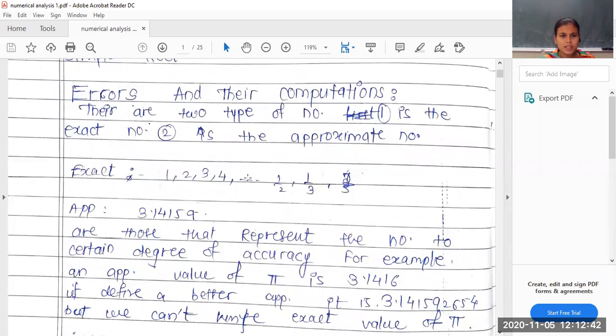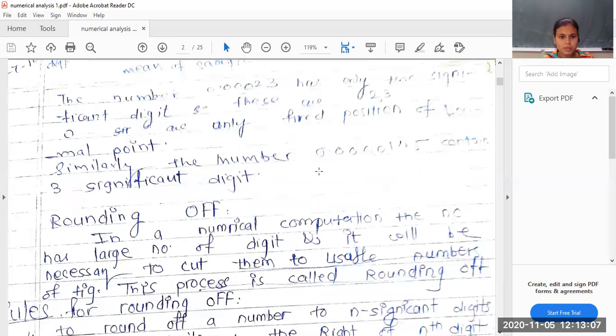Next we have seen what is an exact number and what are approximate numbers. So what is an exact number? It is simply 1, 2, 3, 4, 1 by 2, 1 by 3 and so on. These types of numbers are called exact numbers, and numbers like 3.14286, that is a value of pi or value of e, are called approximate numbers.